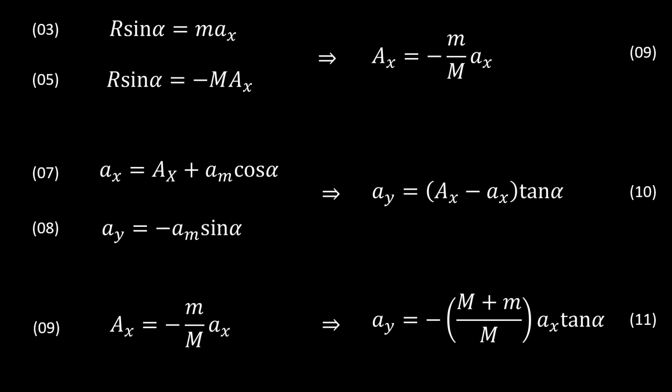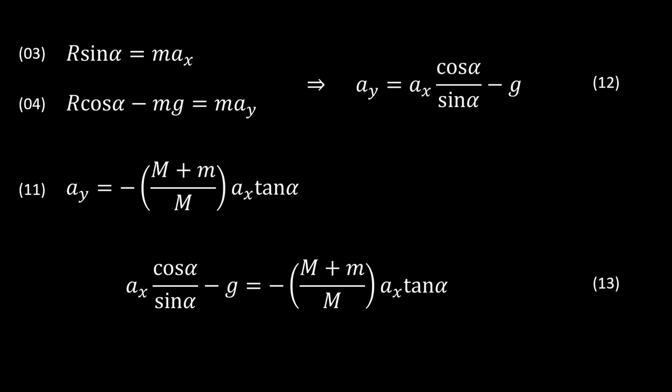Equations 3 and 5 result in a relation between the wedge acceleration, the horizontal acceleration of the block, and the cosine of alpha. This equation is numbered as 9. Equations 7 and 8 result in equation 10, which relates the vertical acceleration of the block, the horizontal acceleration of the block and the wedge, and the tangent of alpha. Equations 9 and 10 result in equation 11, relating the vertical and horizontal accelerations of the block, A sub y and A sub x, with the tangent of alpha.